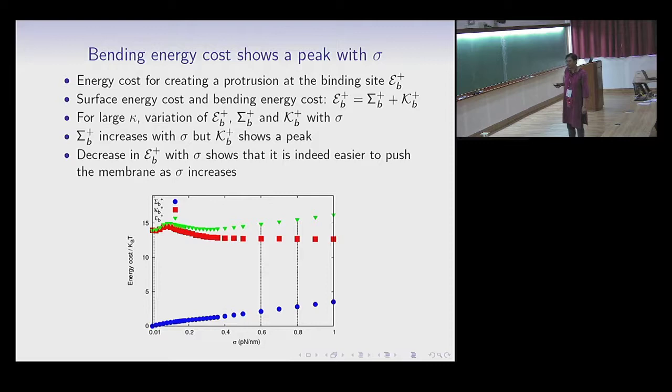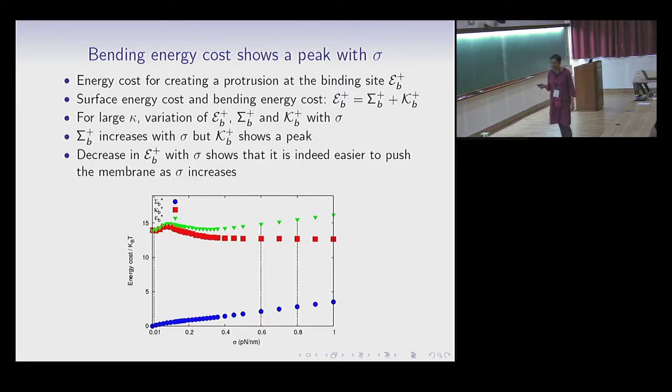And when we plot these energy costs measured in simulation as a function of sigma, we find that the surface energy cost increases monotonically with sigma, but the bending energy cost first increases, reaches a peak, decreases and then saturates. And this happens in the range when sigma is small and we have already fixed kappa at a large value. So the total energy cost is being controlled by the bending energy cost. So the total energy cost, which is the green curve, also increases, reaches a peak, decreases, and finally when this saturates, it follows the increase in the surface energy cost and shows an increase.